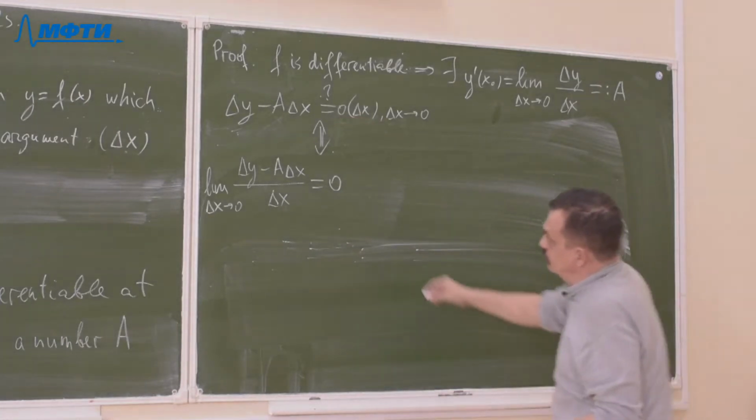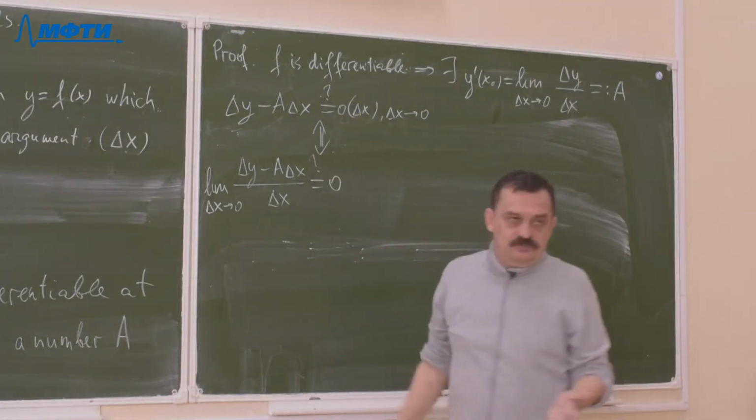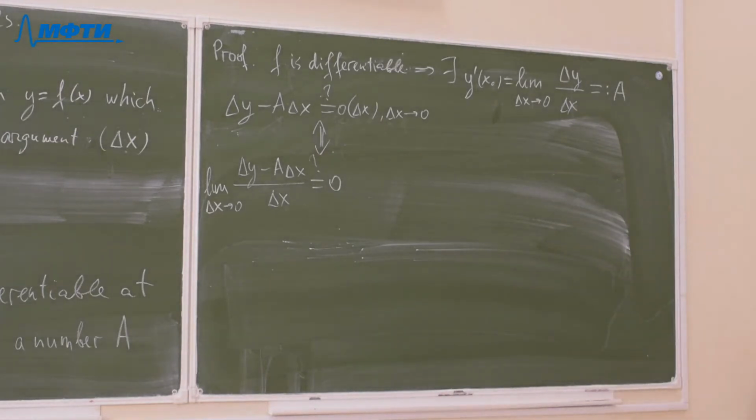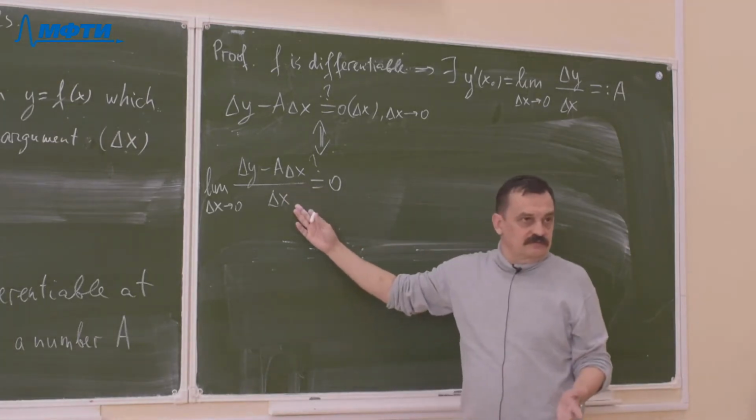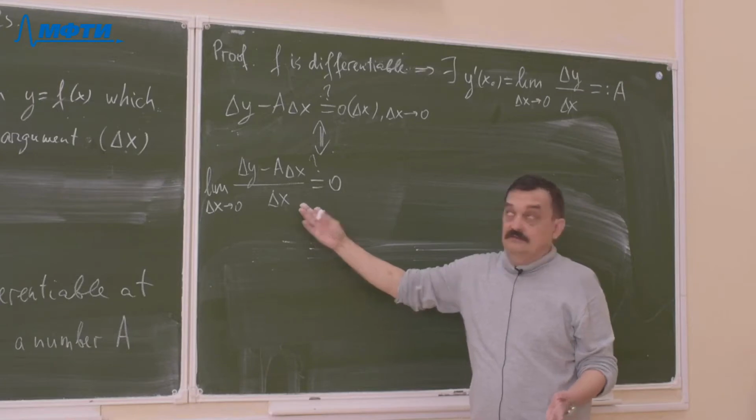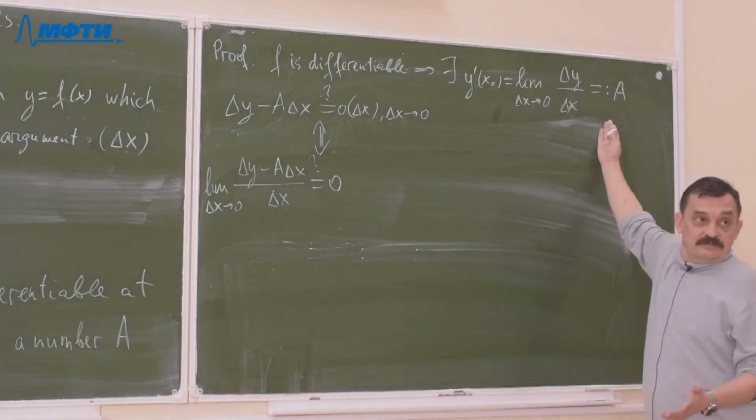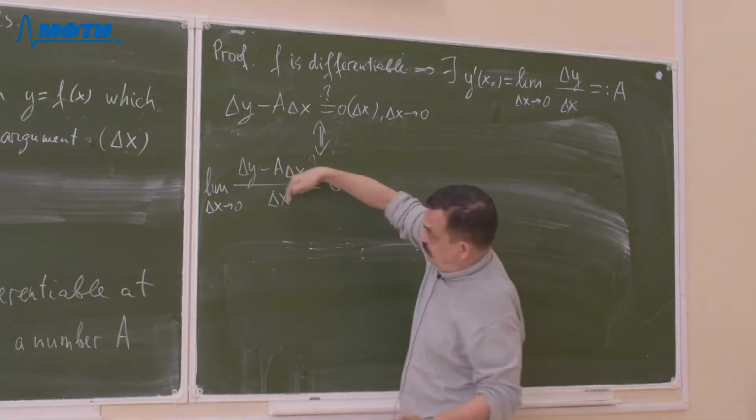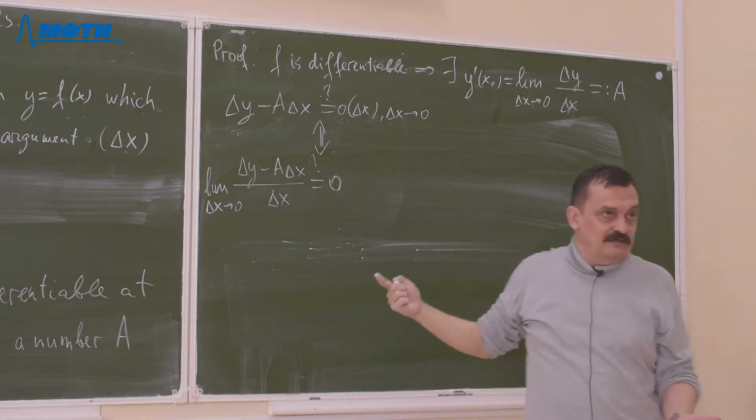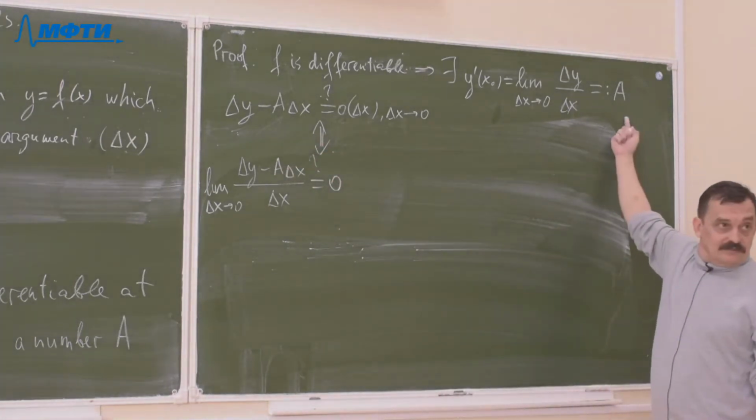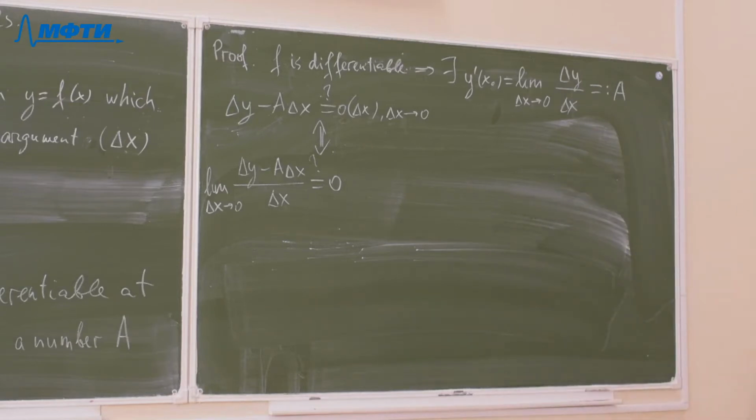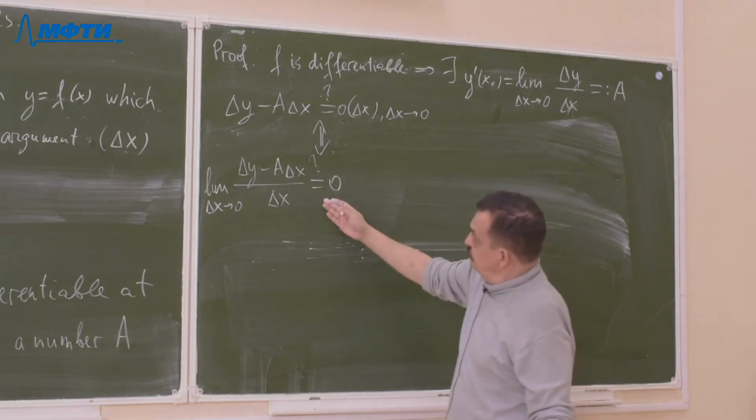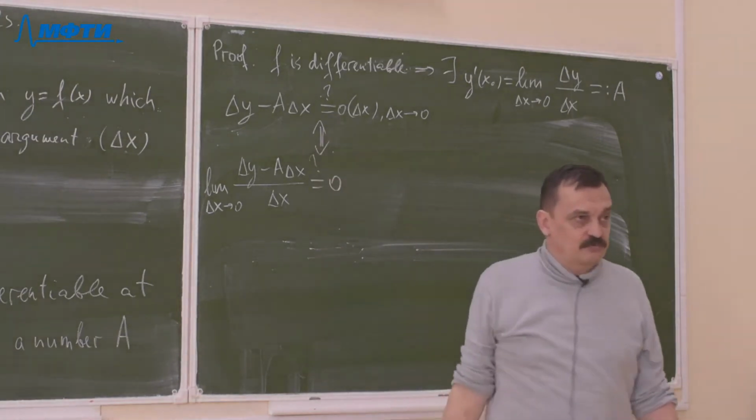Now look, that is what I need to check, right? So, look at this. What is written? It's practically the same, right? Delta y over delta x minus capital A. So it means we have proved this, and this is proved as well.